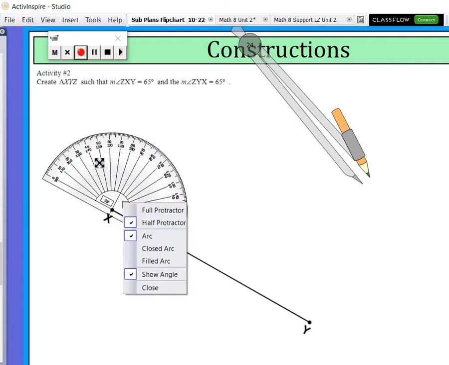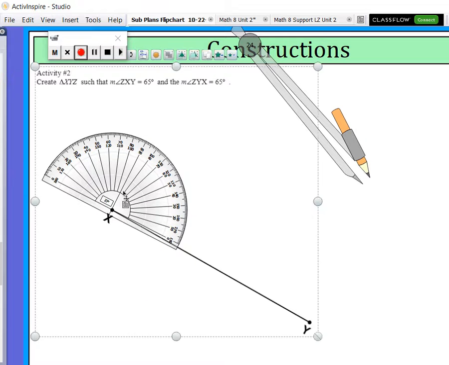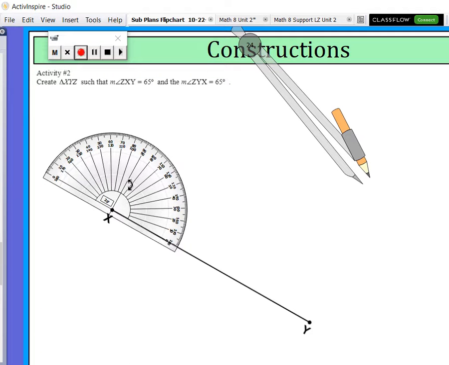So what kind of triangle are we creating? If you said isosceles, you are correct, because an isosceles triangle has two angles that are congruent. Okay?